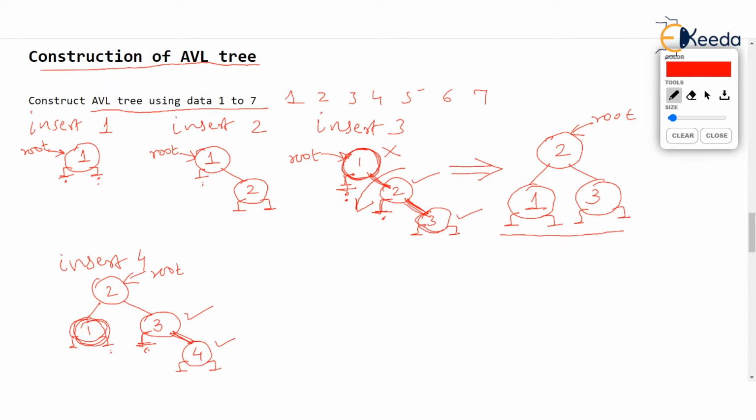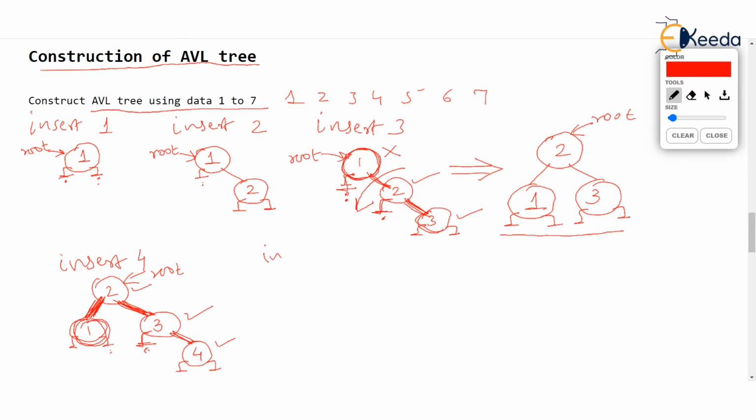And 2 is also balanced because left height of 2 is 1 and right height of 2 is 3. Oh, sorry, right height of 2 is 2. Sorry, 2 levels to the right of 2. So this tree is balanced. I hope you are understanding.